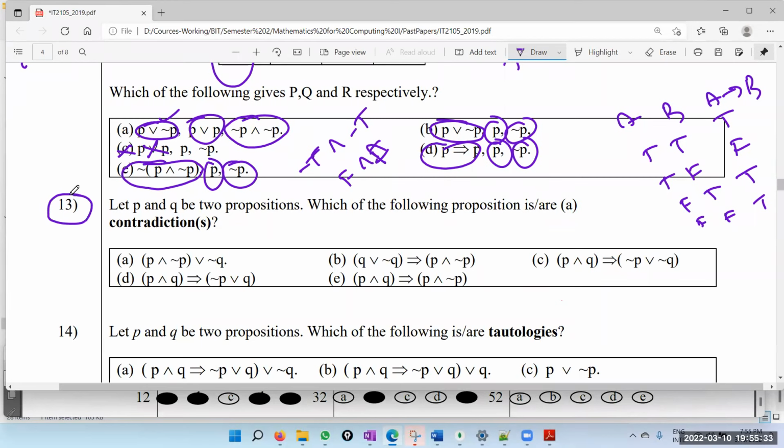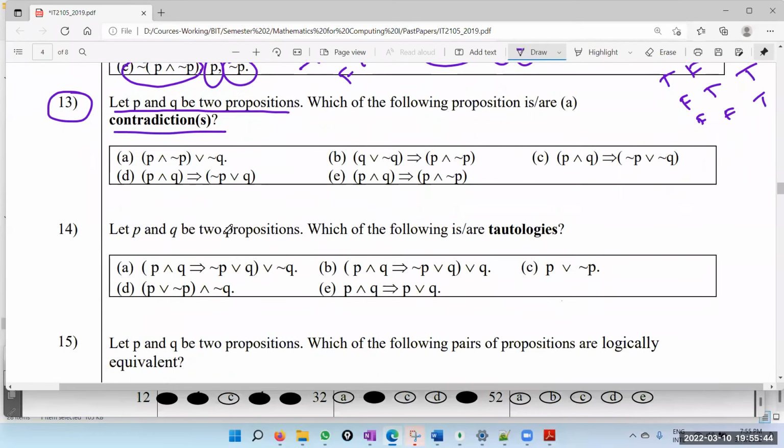13. Let P and Q be two propositions. Which of the following propositions are contradictions? Contradiction means it must be false for all the possibilities. අමූලික බොරුවක්. ඕක කොහෙත්ම හරියක් වෙන්න බෑ. කොයි පැත්තෙන් බැලුවත් ඕක බොරුවක්. ඕක ඇත්ත වෙන්න කිසිම chance එකක් නැහැ. කිසිම possibility එකක් නැහැ. Contradiction. බලමු.